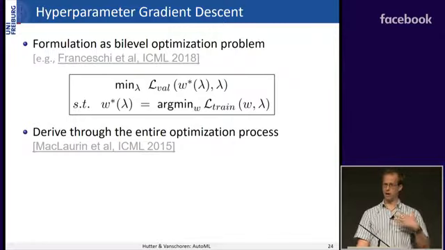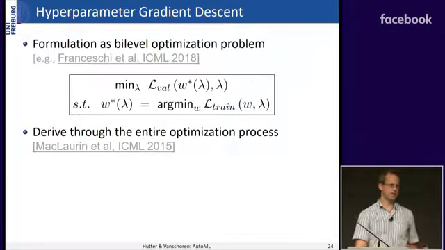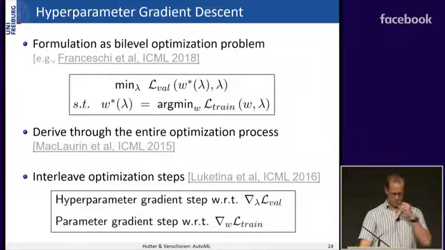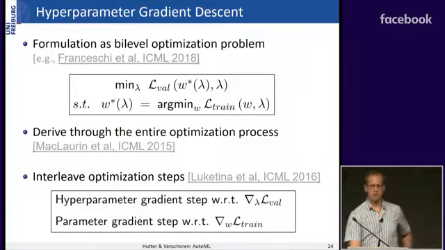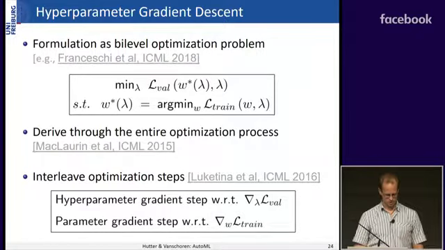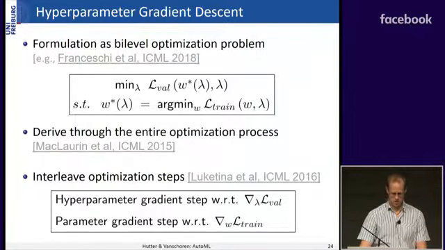But if you have a lot of hyperparameters, then this can actually be very useful, because you don't just get a single function evaluation out, but you get a whole gradient out. However, this approach is somewhat expensive, and another approach is actually to interleave optimization steps with respect to the validation performance. You do a gradient step of the hyperparameters, and then you do a gradient step with respect to the parameters of the training loss.